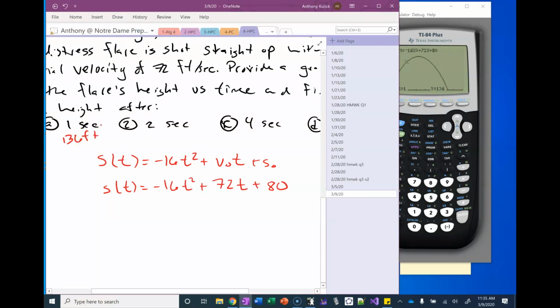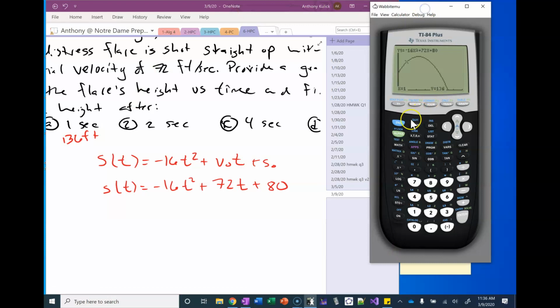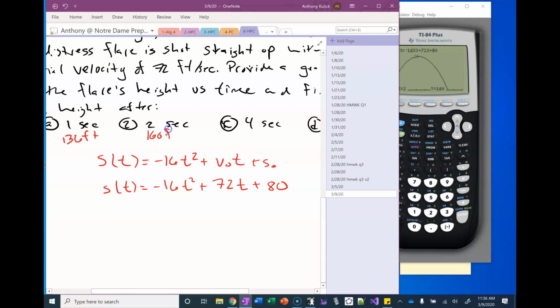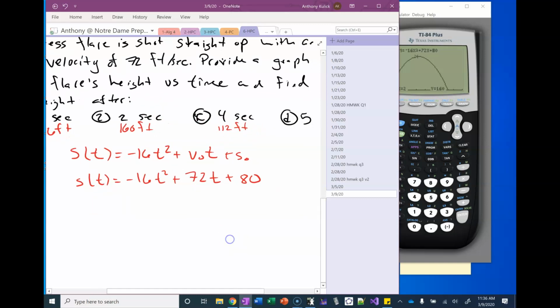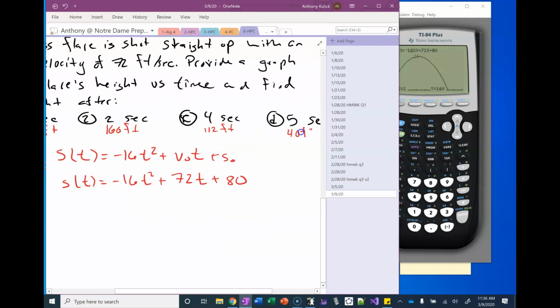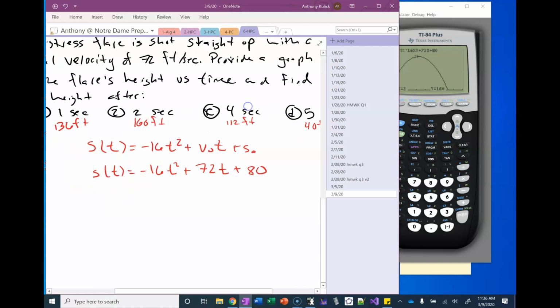So I know the height of the flare after 1 second is 136 feet. I can then just repeat that procedure 3 more times to fill in the rest of these. So I get 160 feet, and then 112 feet, and then 40 feet. Any questions about this? What I've just done there?